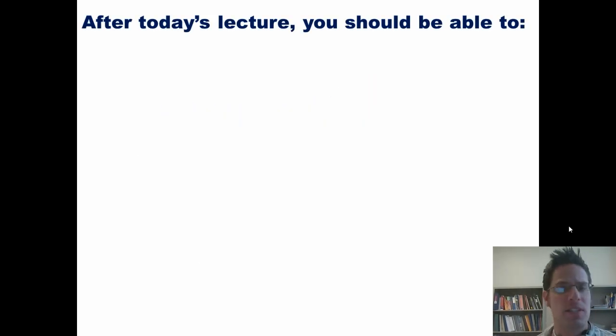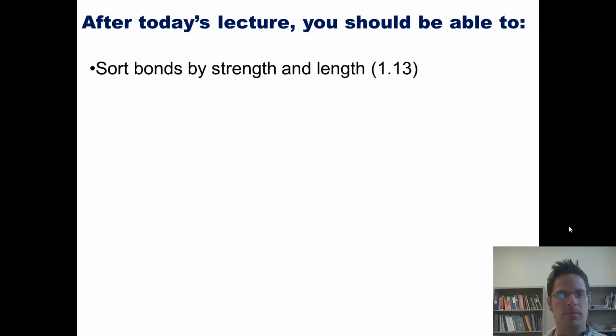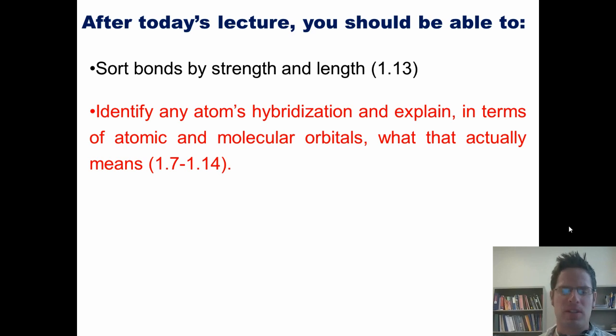Before vaulting into today's material, let's take a look at the things that you should be able to do after this lecture is done. 1. Sort bonds by strength and length. And 2. Identify any atom's hybridization and explain in terms of atomic and molecular orbitals what that actually means.